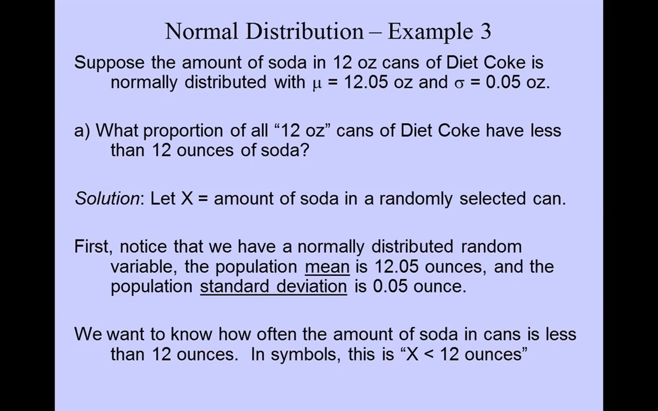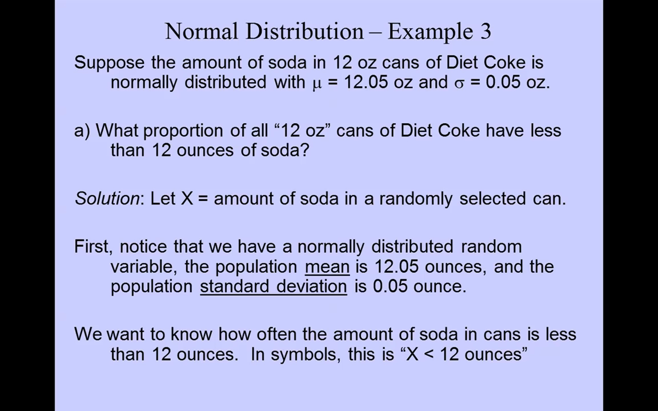Now suppose that the amount of soda in 12-ounce cans of Diet Coke is normally distributed with a mean mu equal to 12.05 ounces and a standard deviation sigma equal to 0.05 ounces. What proportion of all 12-ounce cans of Diet Coke have less than 12 ounces of soda? To find the solution, let's begin by letting X represent the amount of soda in a randomly selected can. First, notice that we have a normally distributed random variable. The population mean, mu, is 12.05 ounces, and the population standard deviation is 0.05 ounce.